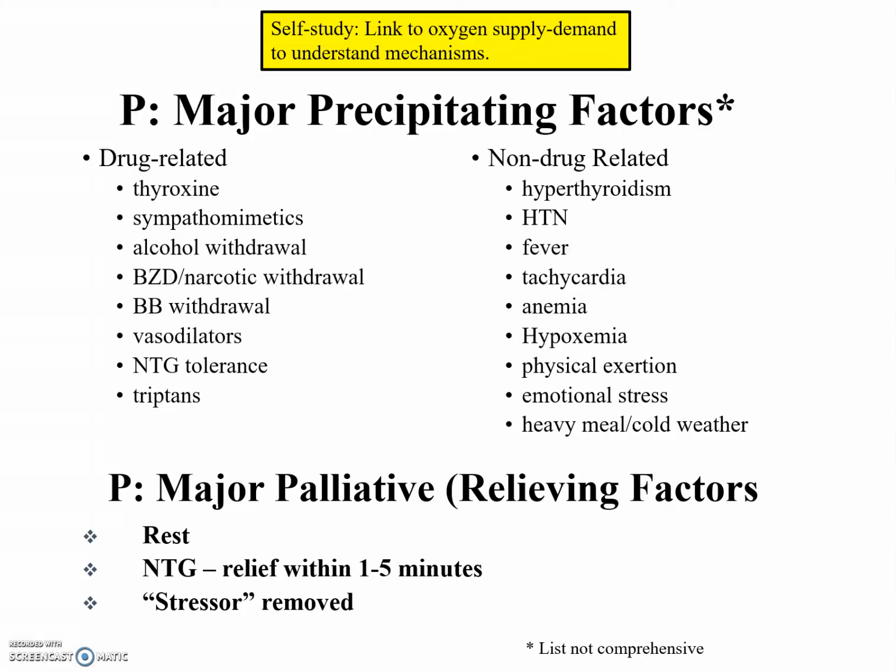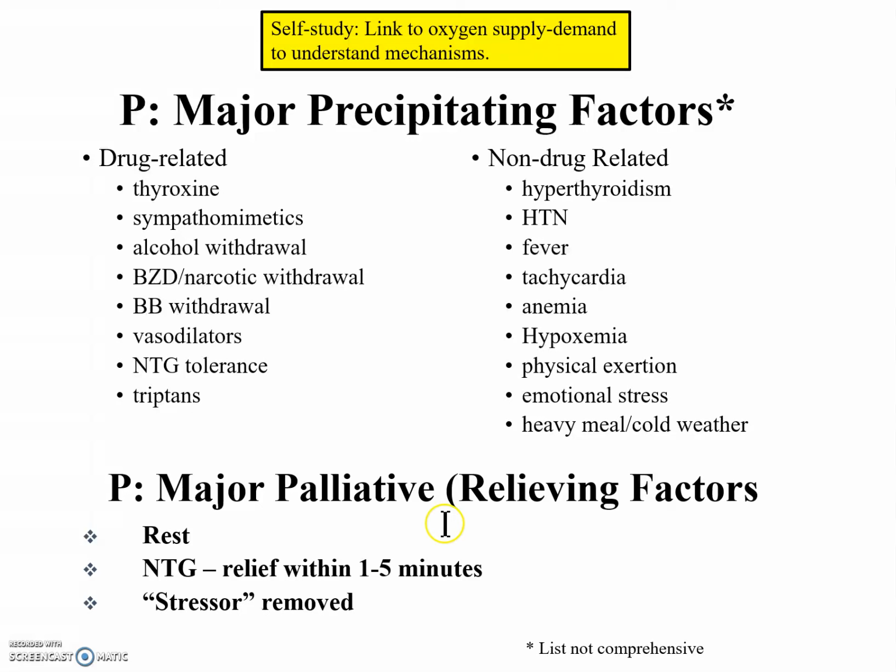For the P, there's two factors: precipitating factors and palliative or relieving factors. Precipitating factors would be things that are either drug or disease related that might precipitate or bring on an episode of angina. I've listed here some drug related factors and disease related factors, and these are all related to the oxygen supply demand imbalance. So you need to understand that from the last lecture series to understand how these precipitating factors can impact angina.